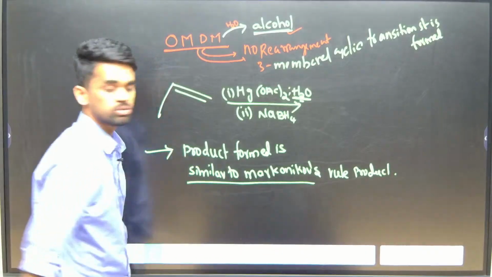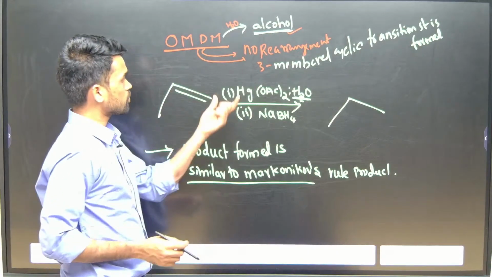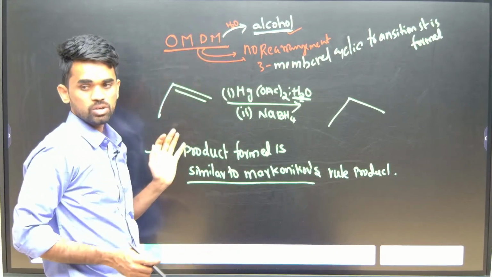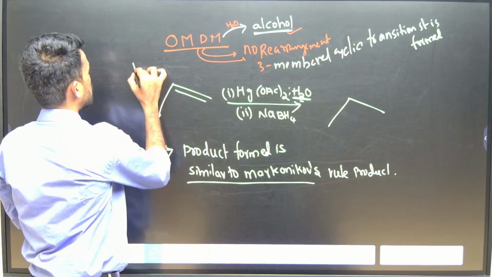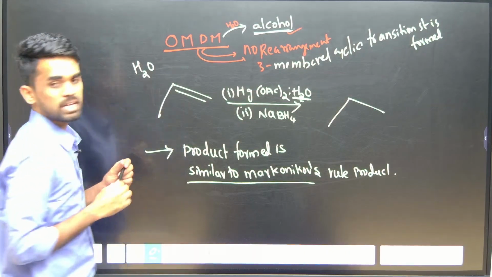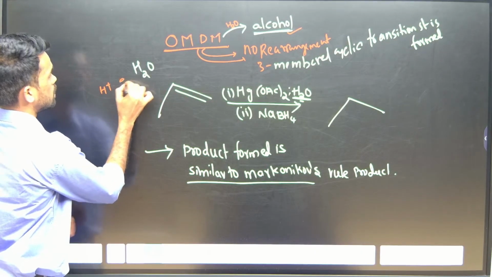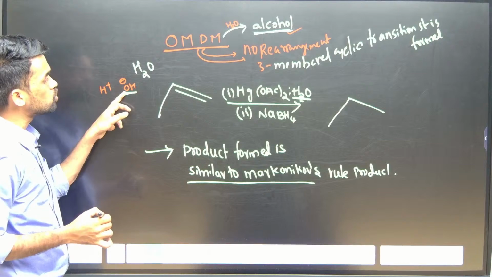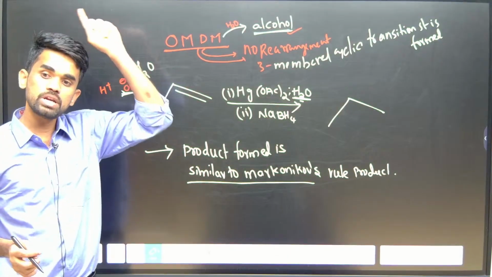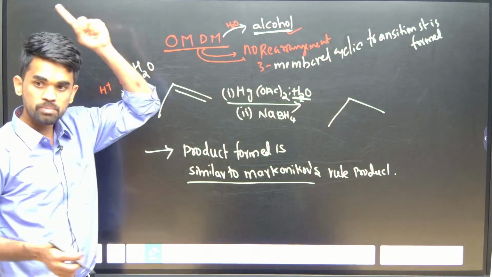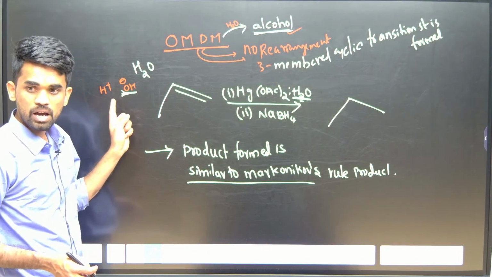What type of product is formed here? The product formed is similar to Markovnikov addition. It means very simple. To this alkene, we are adding water. In water, what is the cationic part and the anionic part? Negative and positive part. H plus is positive, OH minus is negative. The negative part of the addendum will go to the carbon containing the least number of hydrogens. Anti-Markovnikov would mean the negative part goes to the carbon with more hydrogens, but here it goes to the carbon with the least number of hydrogens.